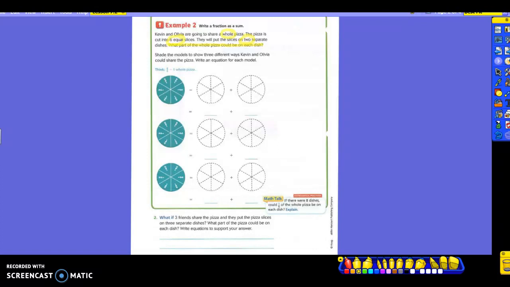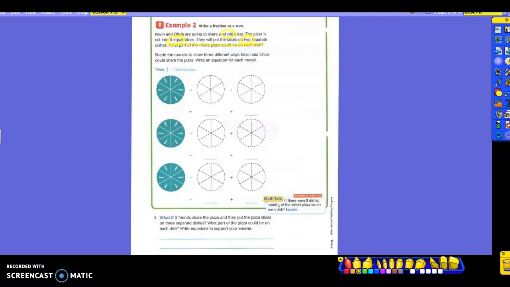They did draw the whole. Yes? How many pieces are there? 6. So what do you see inside each piece? 1/6. So we need to figure out how can I divide this up where it is taking the whole pizza, but 2 people are sharing it. So who can tell me one way that would work here?